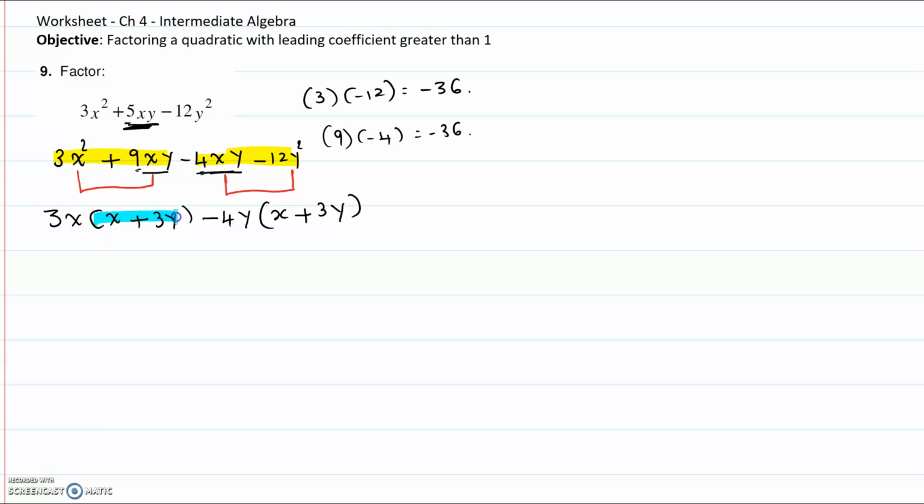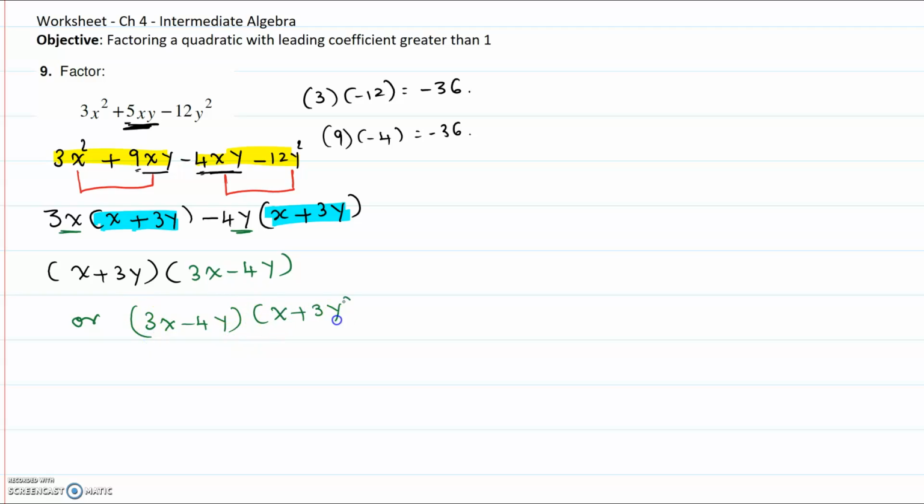Also, we always make sure this factor and this factor in parentheses are exactly the same. So now we are going to factor them and write x plus 3y, the one in blue. Then whatever you are left with, that will be 3x minus 4y. So either we can leave the answer this way, or we can also write 3x minus 4y times x plus 3y. Both are acceptable answers.